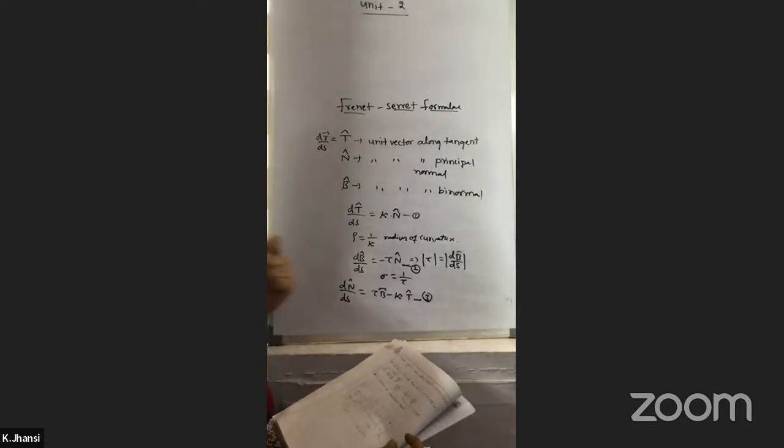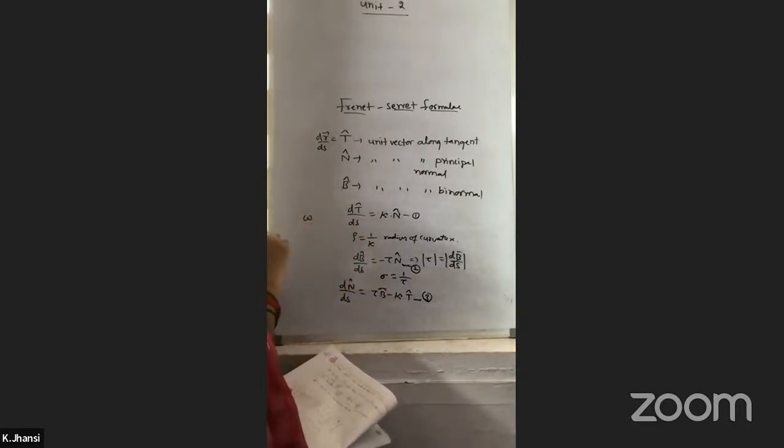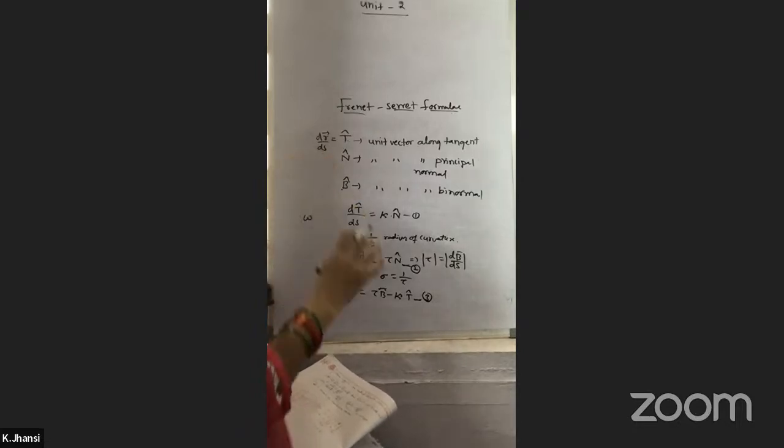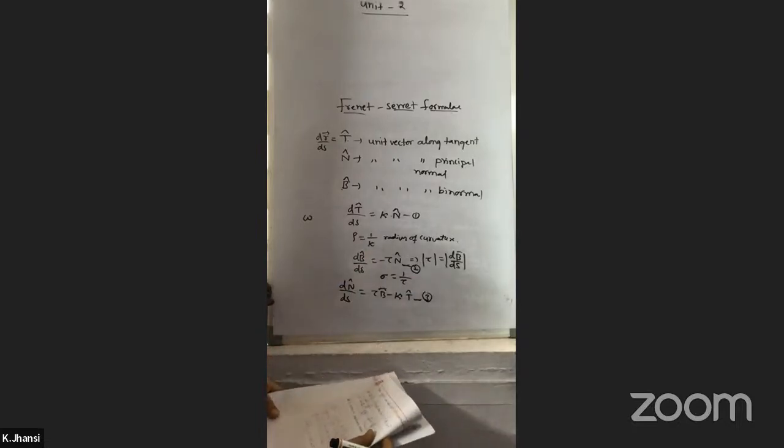See that one, it is divided in the form of omega also. So it is defined in the form of omega also. Omega is equal to torsion into T plus kappa into B. So then you will get again three equations.